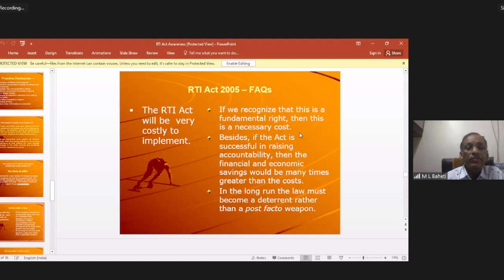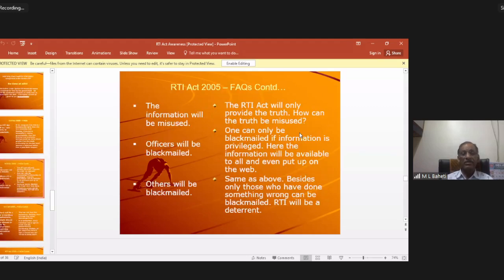There are some frequently asked questions on the RTI. The RTI Act will be very costly to implement. If we recognize that this is a fundamental right, then this is the necessary cost. If the Act is successful in raising accountability, then the financial and economic saving would be many times greater. The officers will be misused. The RTI Act will provide only truth. How can that truth be misused?